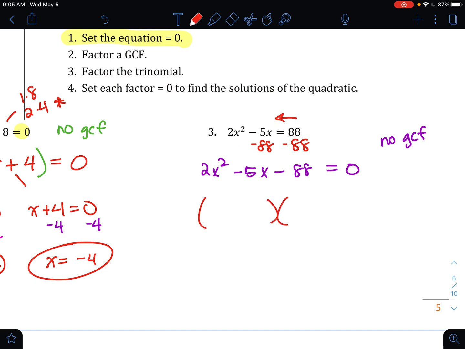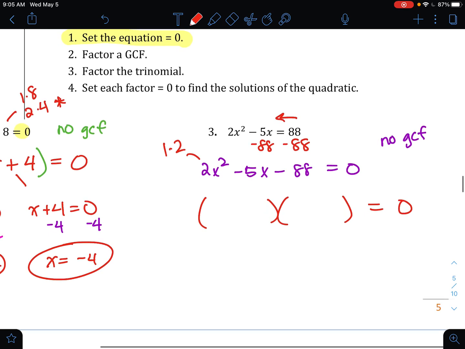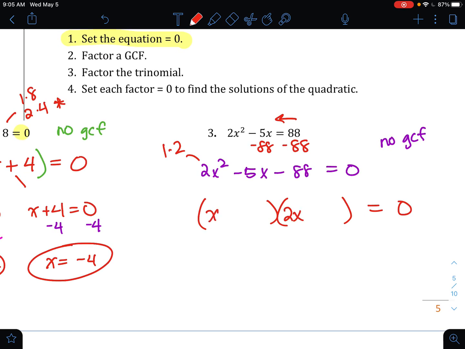So I'm going to start here. Okay, now I have a number bigger than 1 in front of x squared. So it's got to be 1 times 2. Okay, so I know it's got to be x and 2x. But I have several factors of 88. So I'm going to list them all out. 1 and 88. 2 and 44.